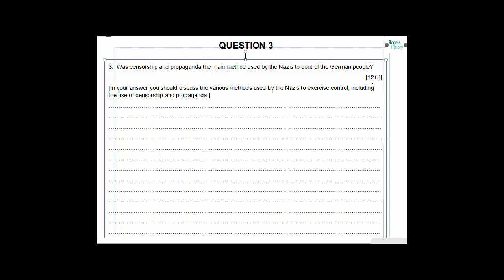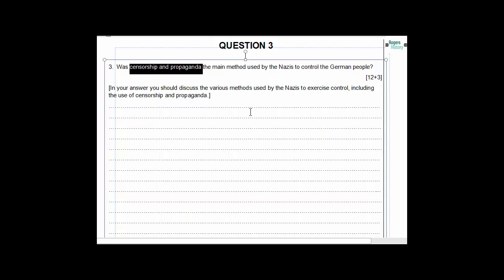You need to develop a two-sided answer here. Start by discussing the factor in the question, which is censorship and propaganda. Move on to then come up with a counter argument. So I suggested saying something on the lines of, on the other hand, there was terror that was used, the Gestapo, the SS, the concentration camps, lots of deterrence to stop people from turning against the Nazis. It wasn't all about propaganda and censorship. So you need to discuss the counter arguments.